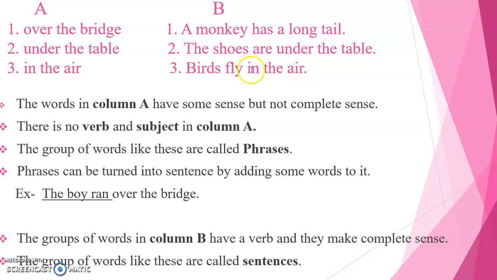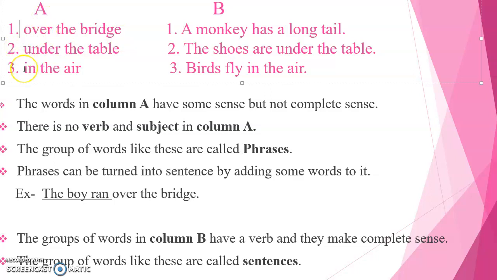Students, if we look carefully at both column A and column B, some differences are there. But we have to read very carefully, then we can understand what is the difference between column A and column B. See again, column A, read again, over the bridge. What are you getting? First, it does not start with a capital and does not end with a full stop.